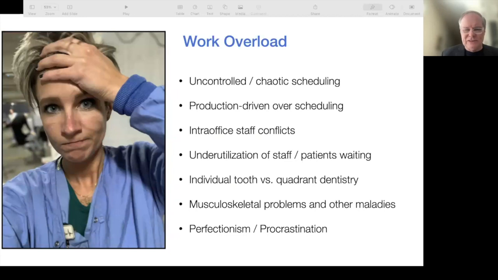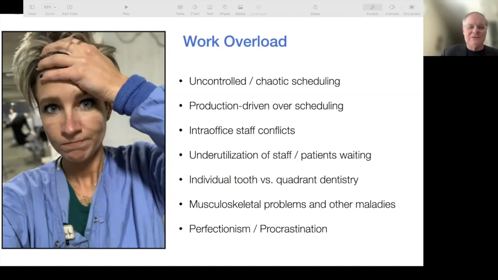Obviously, quadrant dentistry versus individual tooth dentistry, that can really weigh you down. So you need to have systems of doing quadrant dentistry. Typically, people doing quadrant dentistry might give a 5 or 10% discount on the total cost if you do it all in one day. There's ways to do that up front, get the money up front, or however you want to handle the money. But a lot of times letting the patient know they will get a discount if they pay in full, that helps.